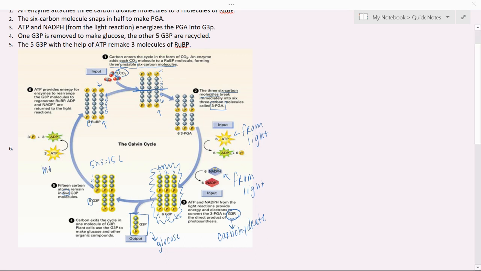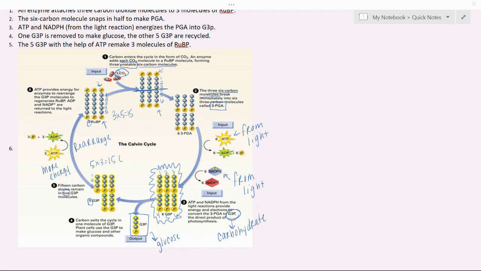So we're going to have more energy from the light reactions come in, and this energy is going to help rearrange the G3P into the RuBP that we started with at the beginning. You can see here that, again, we had already written there are 5 carbons, but we have 3 RuBP, and 3 times 5 is 15. So we still have all the same pieces. It's just getting rearranged. And then we can start the process all over again.